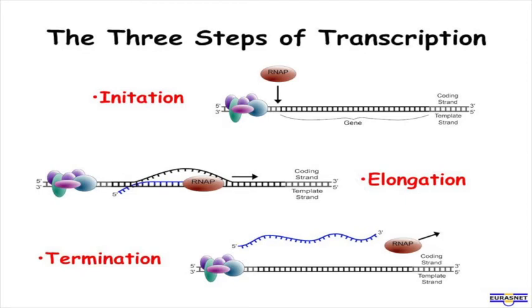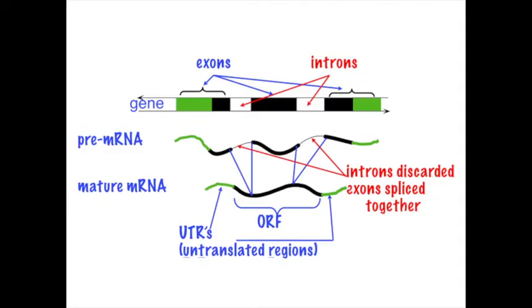Initiation. In initiation, RNA polymerase recognizes the promoter and starts the transcription. Elongation. In elongation, the RNA strand is continuously growing. Termination. In termination, the RNA polymerase stops synthesis and the nascent RNA is separated from the DNA template.